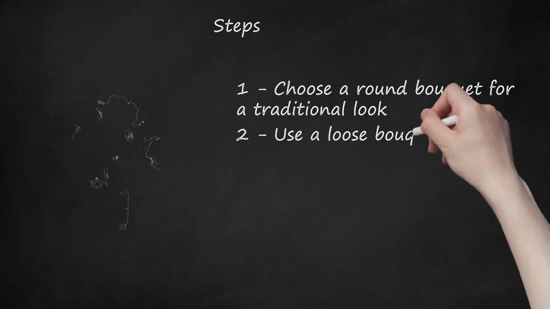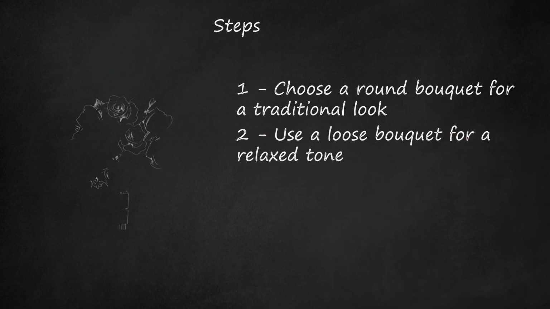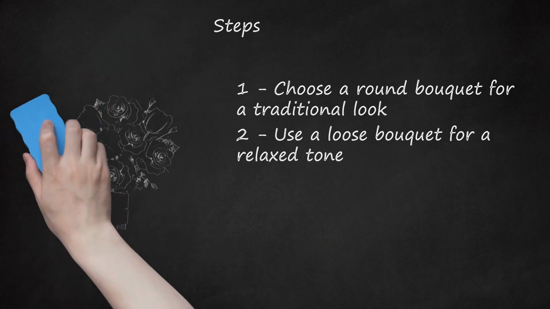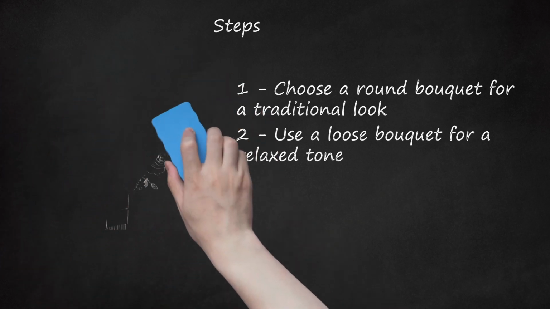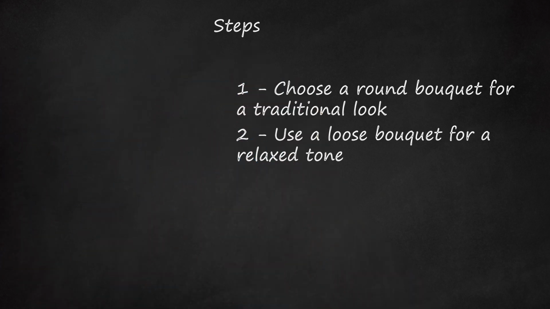2. Use a loose bouquet for a relaxed tone. The loose bouquet, also referred to as organic or hand-tied, is exactly what the name says. A collection of loosely tied flowers and ribbon, this bouquet lends an air of relaxation and tranquility. They are ideal for outdoor venues or beach weddings. See how to make a hand-tied wedding bouquet.